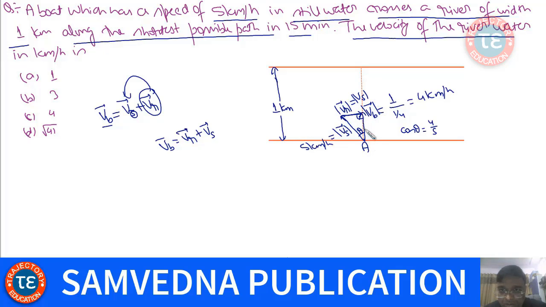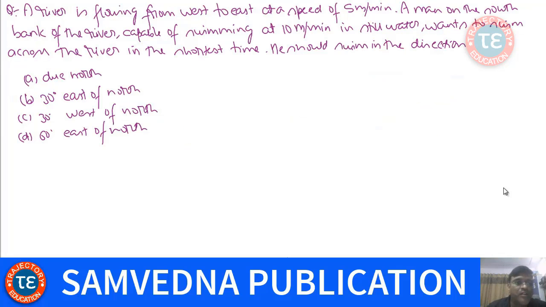You have the hypotenuse, you want the perpendicular, and you have the base also. Base by hypotenuse is cos theta. So this should be equal to the velocity of the boat in still water into sine theta, and the velocity of the boat in still water is 5. And sine theta will be what? If cos theta is 4 by 5, simple geometry says sine theta is 3 by 5. That would be 3 km per hour. That would be the answer.